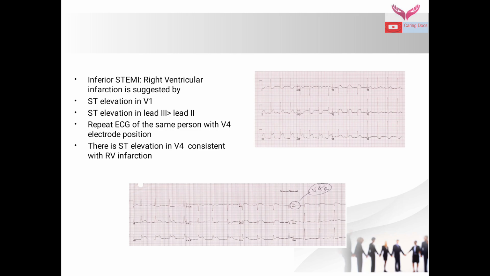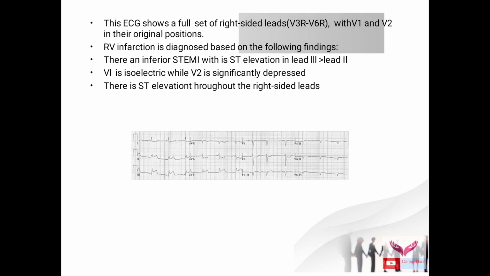This ECG shows inferior ST elevation MI. The right ventricular infarction here is suggested by ST elevation in V1, and ST elevation in lead 3 more than lead 2. A repeat ECG of the same person below shows the V4 electrode in position. There is ST elevation in V4 consistent with RV infarction.